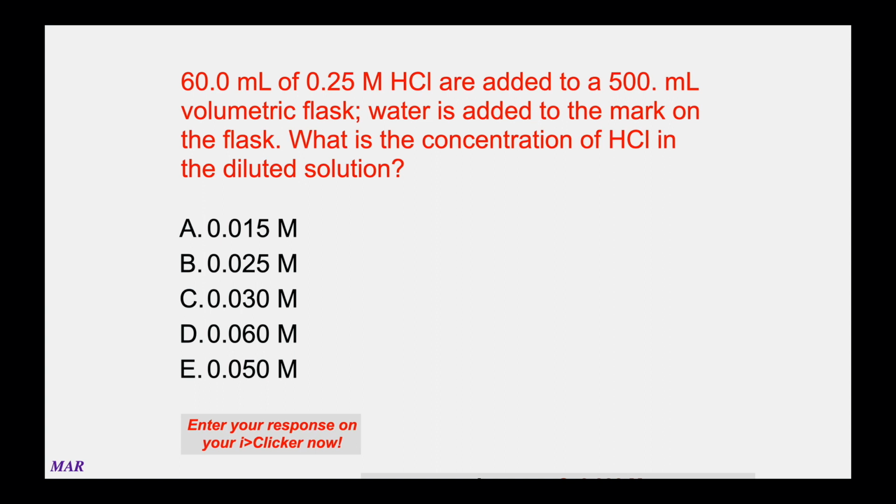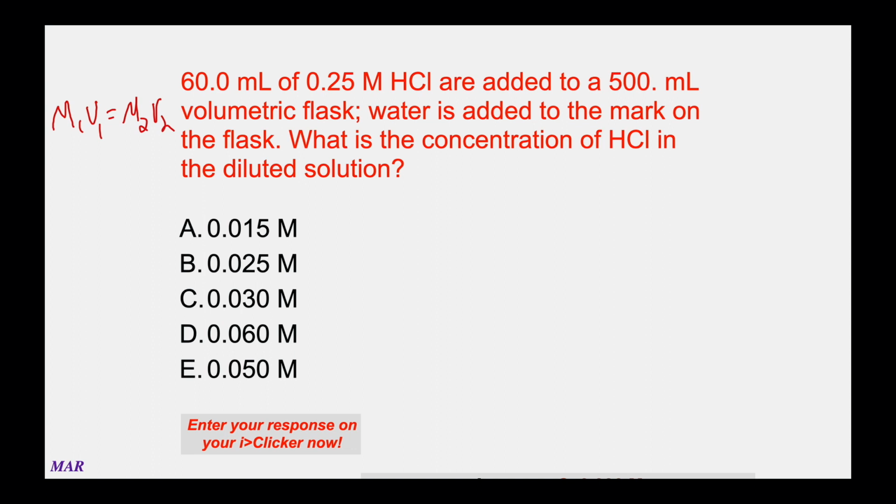So again, this is a problem where you have a concentrated HCl, you're adding a lot of water to it, so the final concentration will be less than you started with. So the answer will be a number less than 0.25. The moles of HCl here have not changed, and that's important. So for a problem like this, what I would do, M1V1 equals M2V2. You can also use MiVi equals MfVf, or C1V1 equals C2V2. They all mean the same thing.